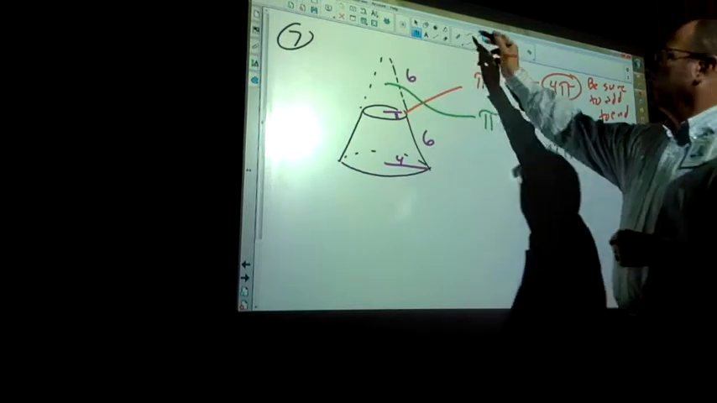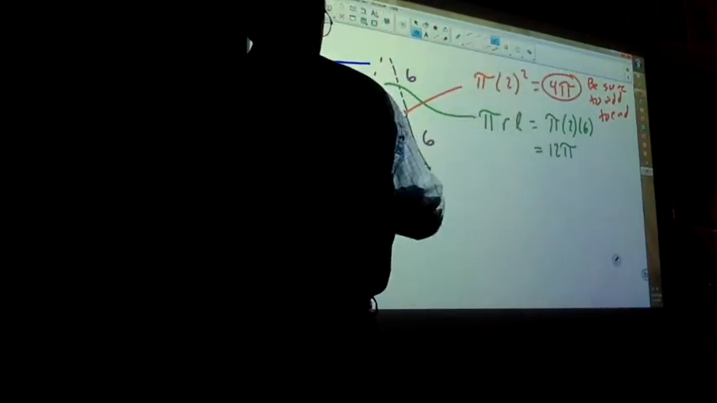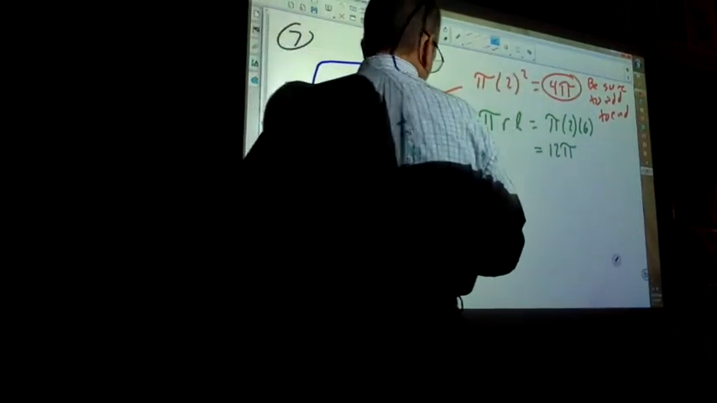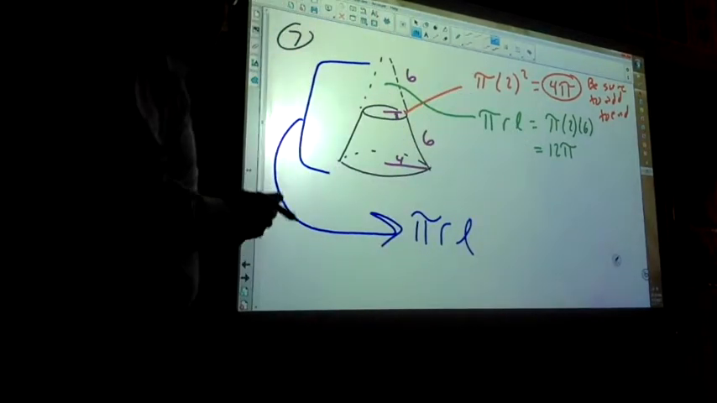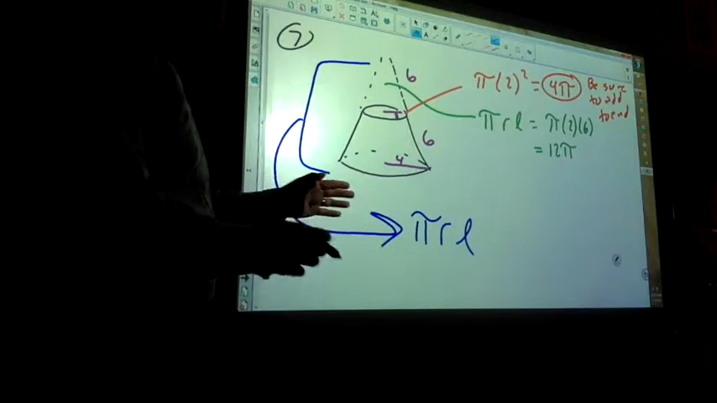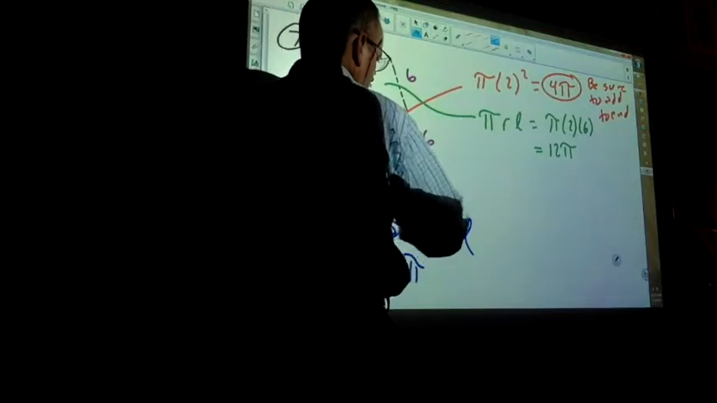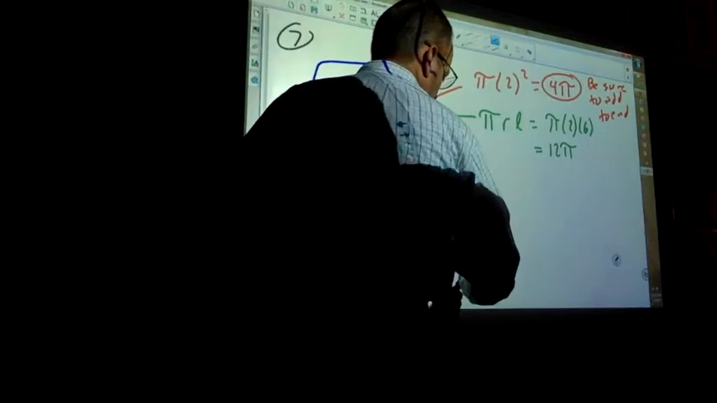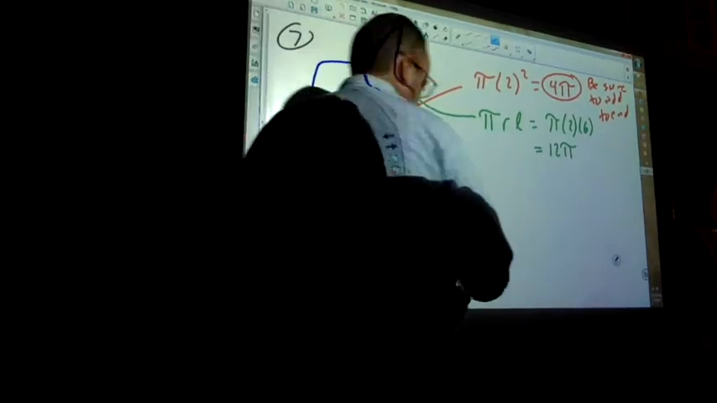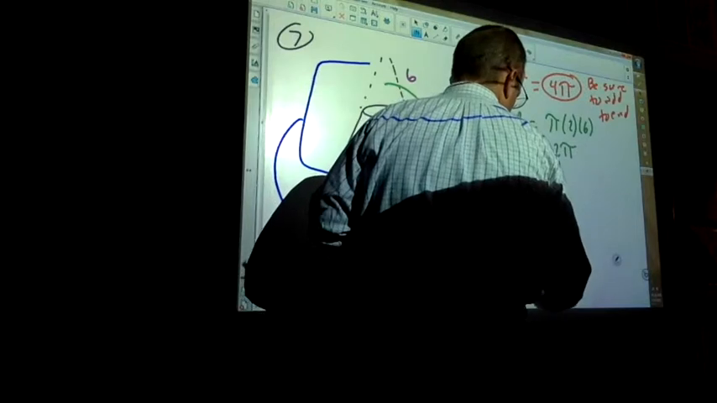Then I'm going to find the entire cone. So the entire cone's lateral surface area is pi RL. So I have pi. The radius of the bottom is going to be 4. The entire slant height is going to be 12. So that's going to give me 48 pi.